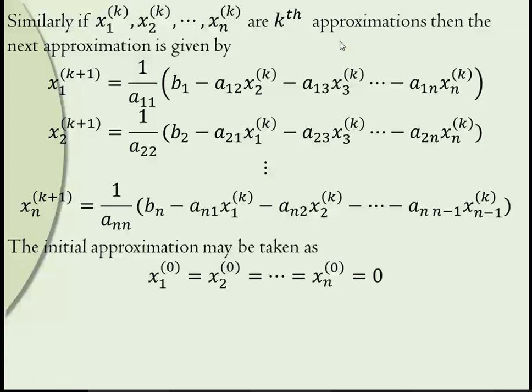The only thing is getting the equations of x1 to xn in terms of the other variables from the given equations, and using this initial approximation. Initial approximation means taking all these variables as 0. Okay, so we'll see how to make use of this method to solve the problem.